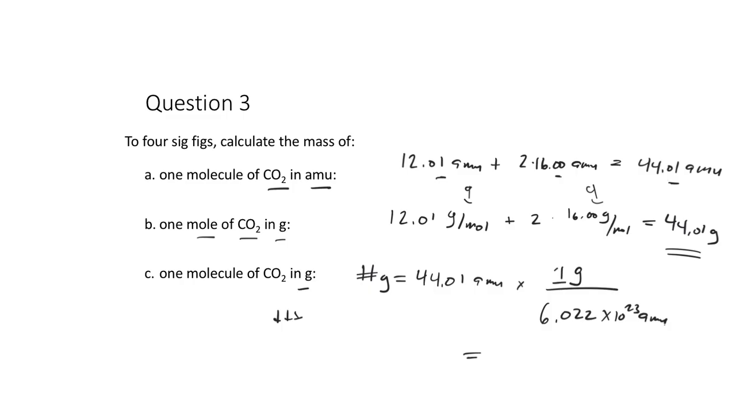And so we divide 44.01 by Avogadro's number. Again, it might have been wise to include an extra digit on the Avogadro's number here, but 4 is good enough. So that gives me 7.308 times 10 to the minus 23 grams. So obviously a really, really low mass for a single molecule in grams.